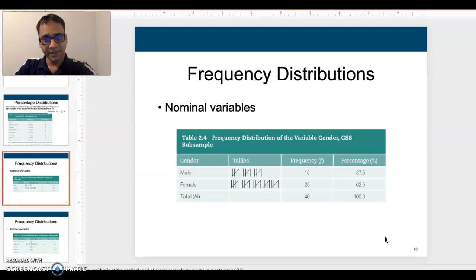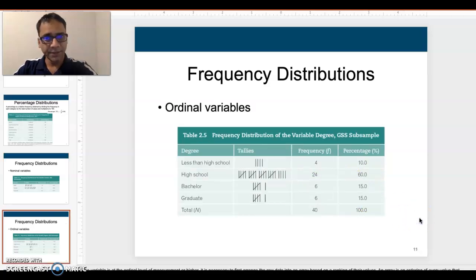Here you can see the example of male and female. In the second column you can see the tallies for male, like 5, 5, 5, so a total of 15 males. For female, 5 times 5 is 25 frequency. Then out of the total, what percent is male? 15 divided by 40 times 100 is 37.5, and similarly 62.5% is female. So these are basic frequency tables.